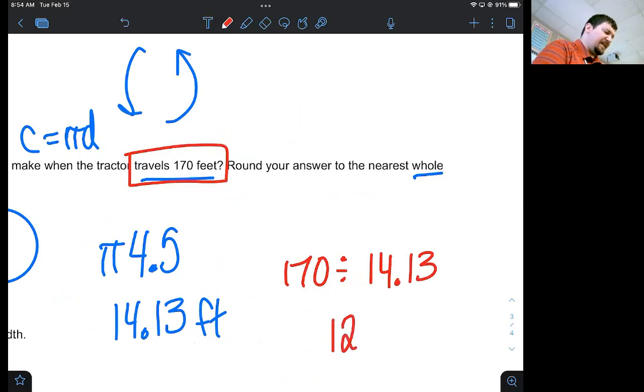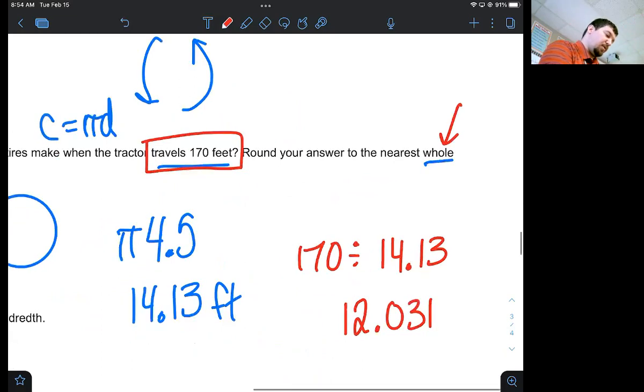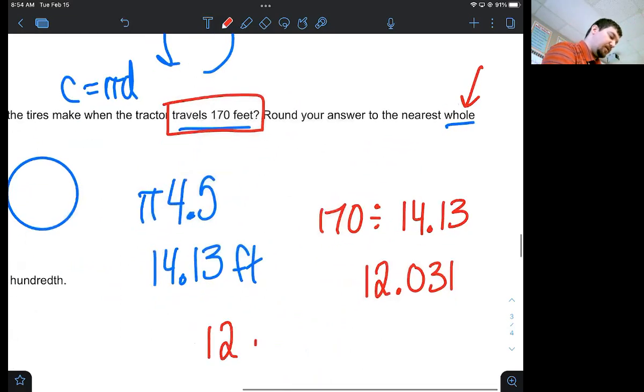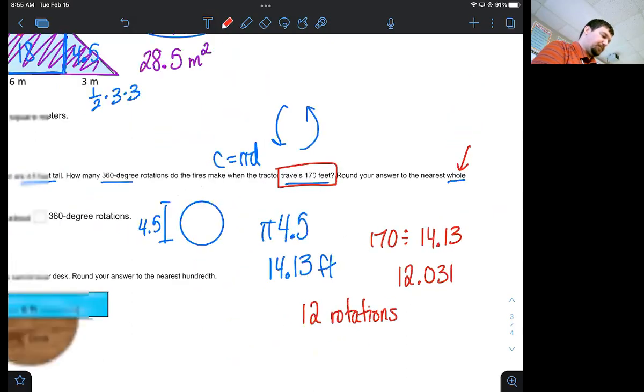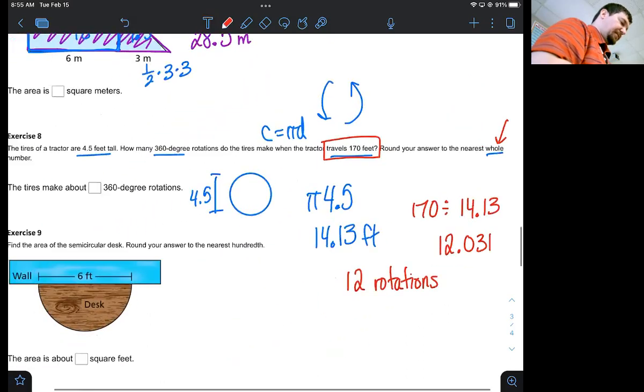12, is it? It can't be perfectly 12, is it? 12.031 something. Okay, but it does say round to nearest whole number. So you saw 12.03 and you knew that was closer to 12 than it was to 13, obviously. So we're going to go with our final answer of 12 rotations. Our answer is not in feet or feet squared, but it wants to know how many rotations of the tire it's going to make. So 12 spins and that tractor is going to have traveled 170 feet. That's number 8, by the way.